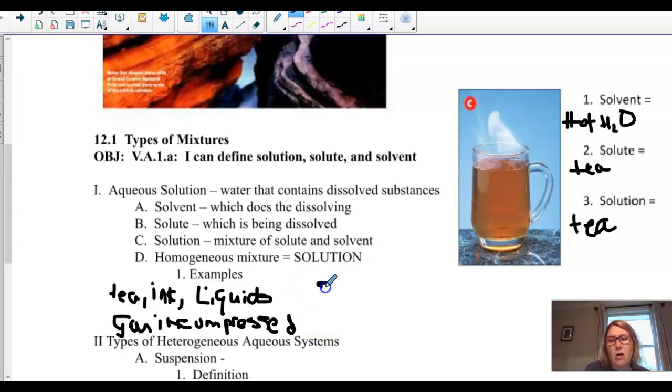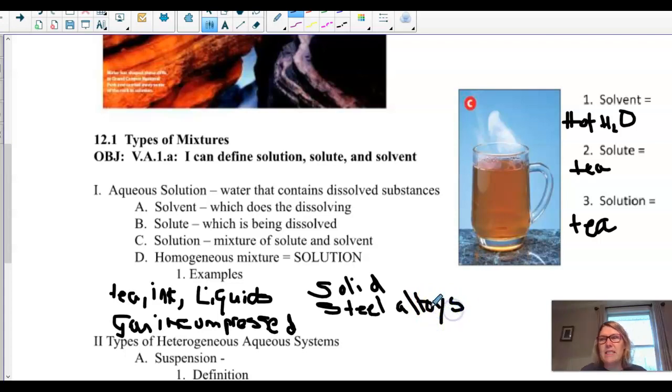The other is a solid, and we don't talk about this a lot, steel alloys. Metals, brass is an example. They are a mixture of more than one metal, and they're the same throughout. Carbon-based steel, they put carbon in it to make it stronger. So those are examples of different types of solutions.